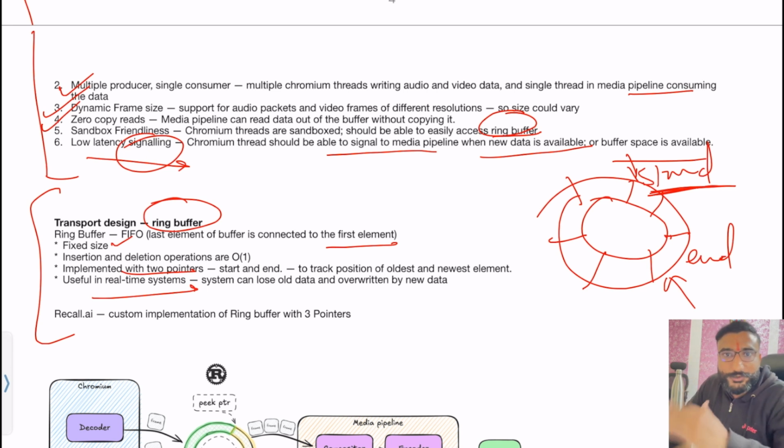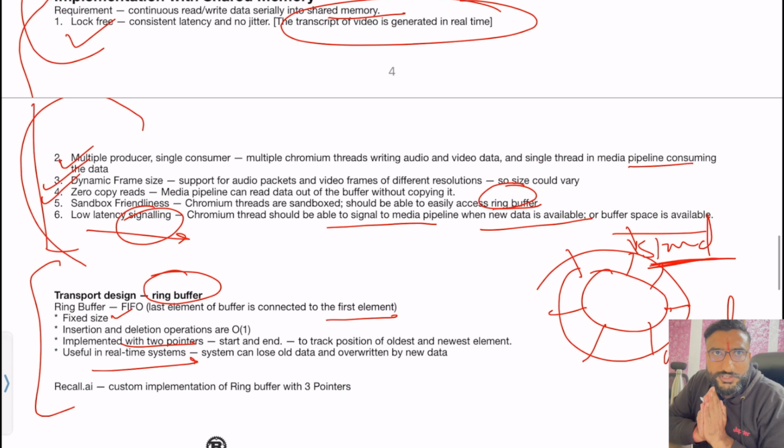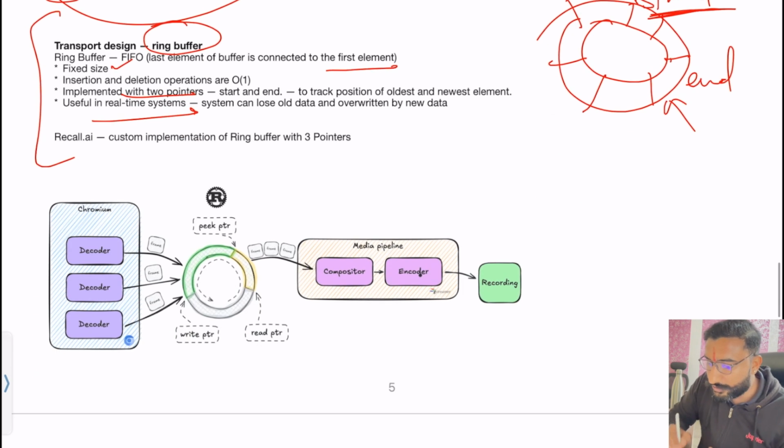It can't keep on expanding. So once the size is exhausted, you can overwrite the data which is already present, because it was transferred to the consumer. Now the problem is the default implementations which are available do not support all the features which we need. Okay, all the features we need.